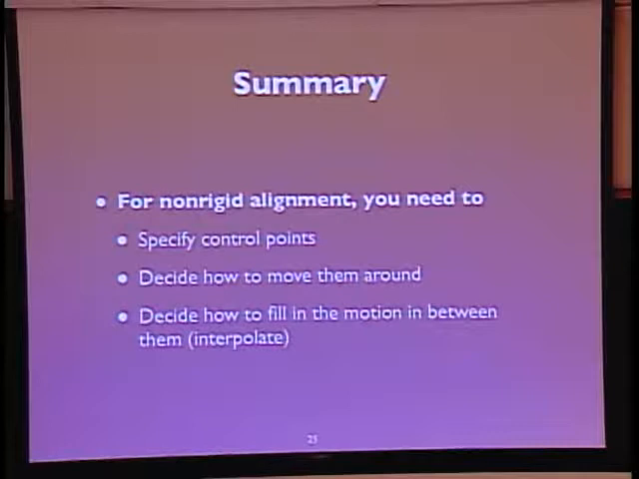Now, just to summarize, for non-rigid registration alignment, what you need to do is specify where your control points are, decide how to translate those control points, and then decide how to fill in the motion in between using something like thin plate splines.